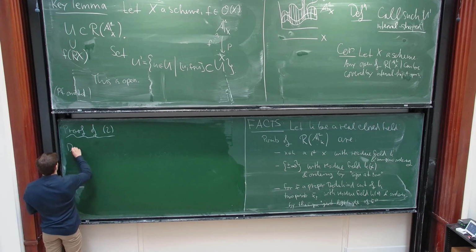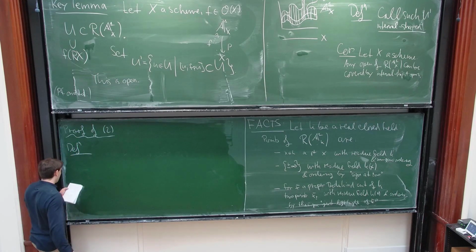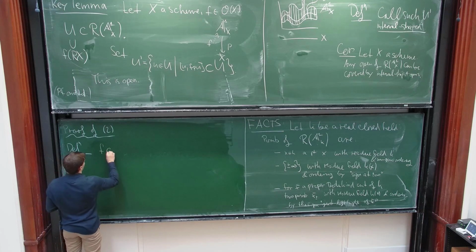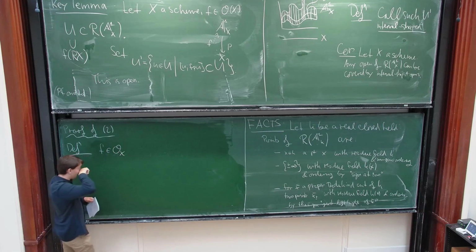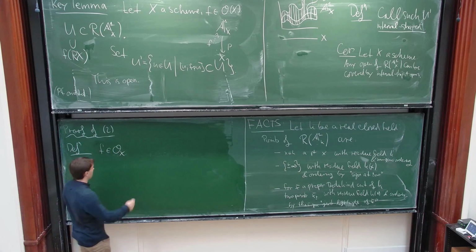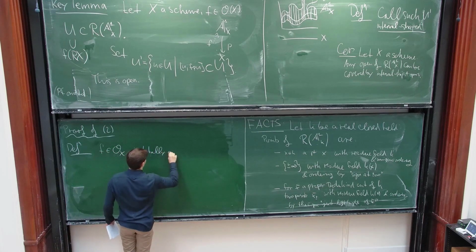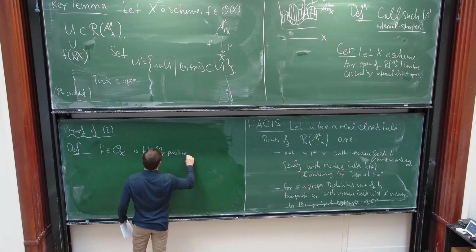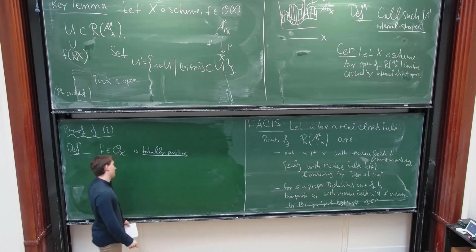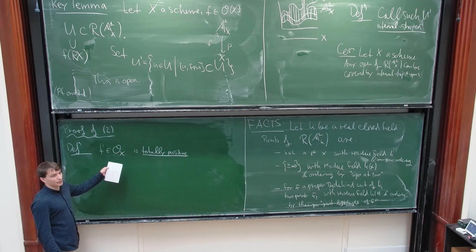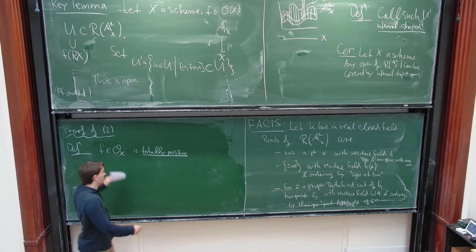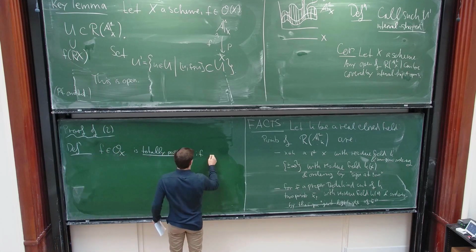So the definition is that some function or some scheme is called totally positive if, I think you can guess it, right? If for any point in any ordering, the value is positive.